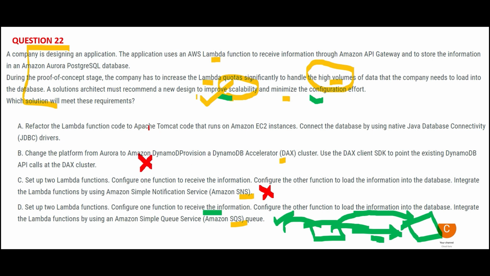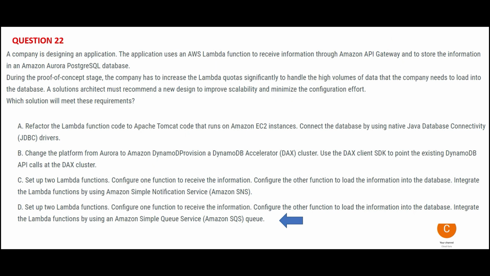Now the first one says refactor Lambda code to Apache Tomcat code. So this is not minimizing, it's maximizing. You have to minimize. This option maximizes. First it will refactor the code and then use JDBC and connect the drivers and so on. So not good. It is increasing your configuration efforts. So this would be my final answer.